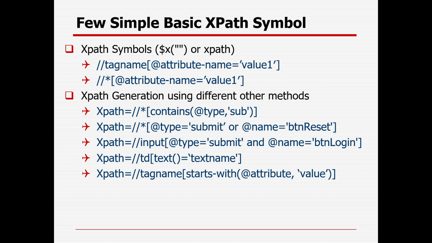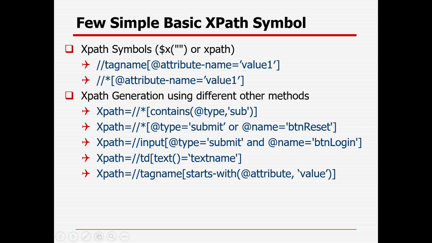So whenever we are trying to create our own custom XPath, it will be double slash, tag name, square bracket, @ attribute name equal to value, and the value will be within single quotes. We need to end with a square bracket. Or in case we do not know the tag name, we can use a star. Otherwise, the main thing will be the same.